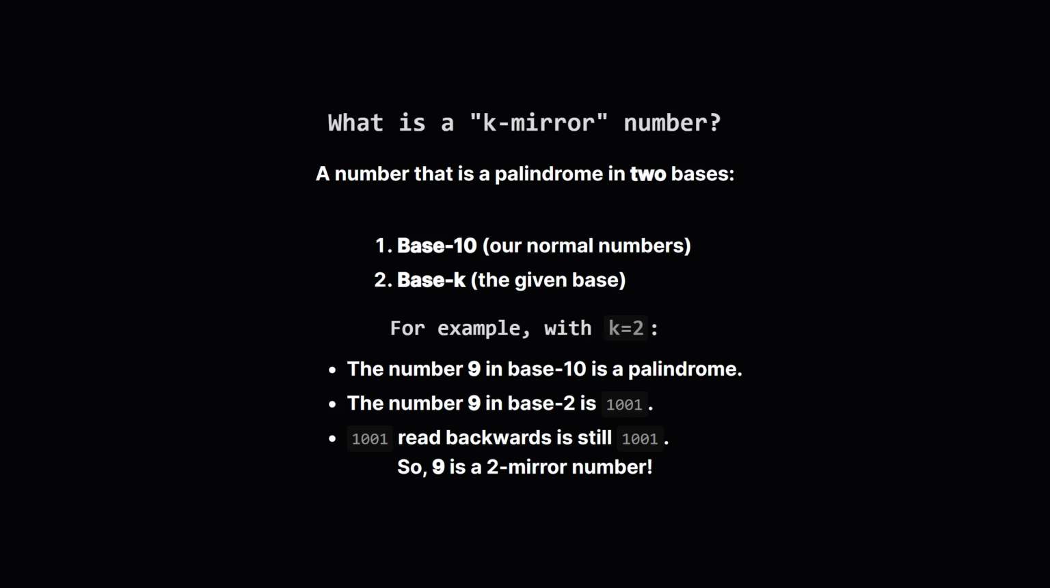So let's make this crystal clear. A k mirror number has to pass two tests. First, is it a palindrome in base 10, the way we normally write numbers? For example, the number 9 is a palindrome. So is 121. Second, we convert that same number into the given base k, and we check if that new string of digits is also a palindrome. The example shows that for a k value of 2, the number 9 works perfectly. In base 10 it's 9, which is symmetric. When we convert it to base 2, we get 1001, which also reads the same forwards and backwards. So 9 is a perfect two-mirror number.